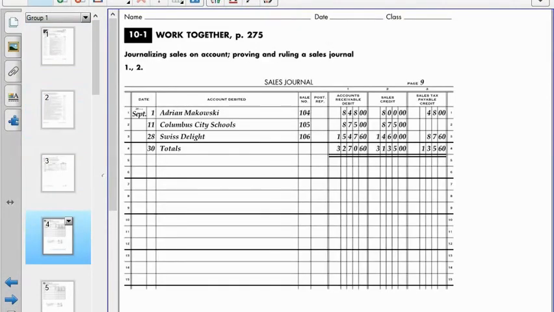Here we go. Totals, $3,270.60 were the total account receivables. I have $3,135 in sales and $130 some in sales tax. We are going to break each of these up into their own individual sets. So this was our sales journal. Next video coming back is going to deal with our cash receipts journal.